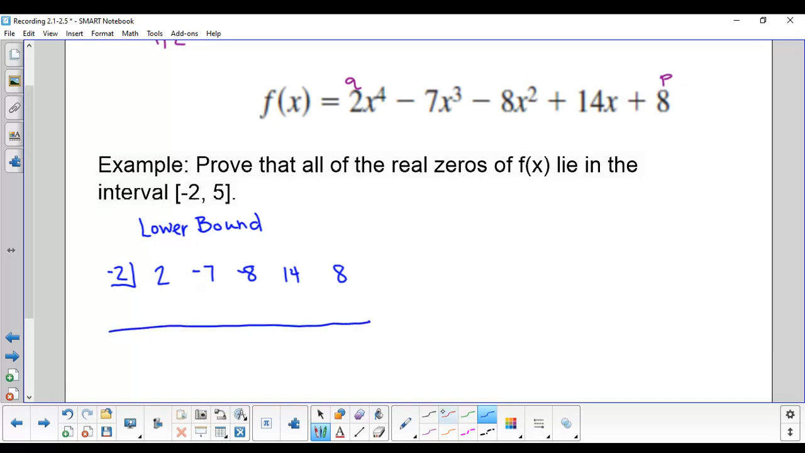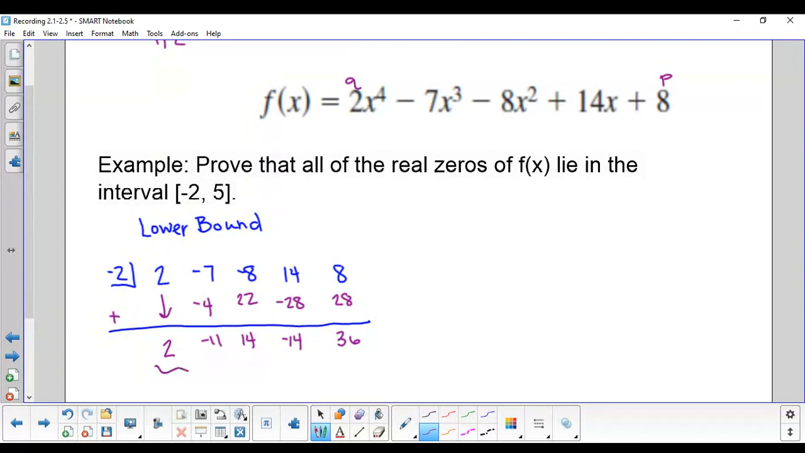Again, notice I do have 4th power, 3rd power, 2nd power, 1st power, 0 power. All right. Next, I'm going to drop the first number down and do my synthetic division. 2 times -2 is -4. Adding this up, I get -11. -11 times -2 is +22. Adding that up, I get 14. 14 times -2 is -28. 14 plus -28 is -14. And -14 times -2 is 28, and 28 and 8 is 36.